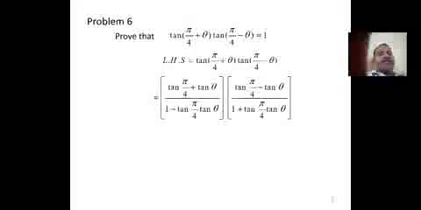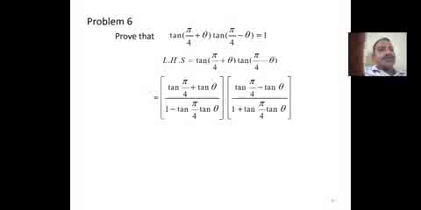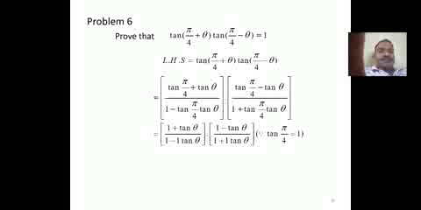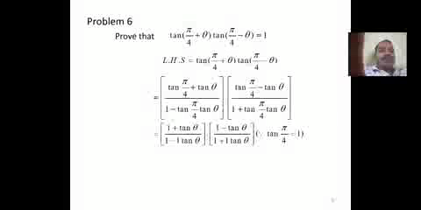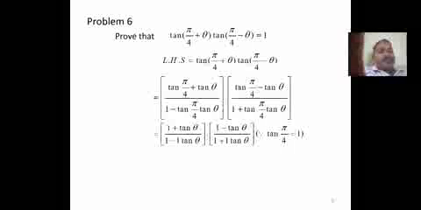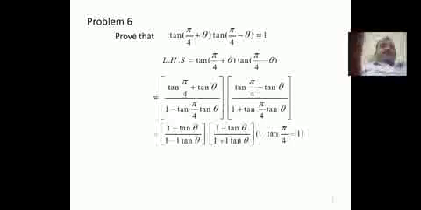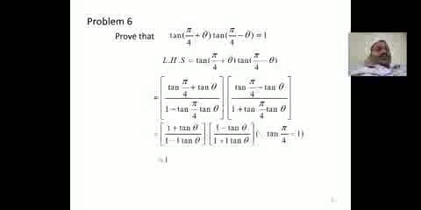Now with the help of that principles, here a is pi by 4, b is theta. So tan pi by 4 plus tan theta by 1 minus tan pi by 4 tan theta into tan pi by 4 minus tan theta by 1 plus tan pi by 4 into tan theta, where tan pi by 4 value is 1, we can replace that. So 1 plus tan theta by 1 minus tan theta into 1 minus tan theta by 1 plus tan theta. Now 1 plus tan theta will cancel, and 1 minus tan theta will cancel. So this is equal to 1.